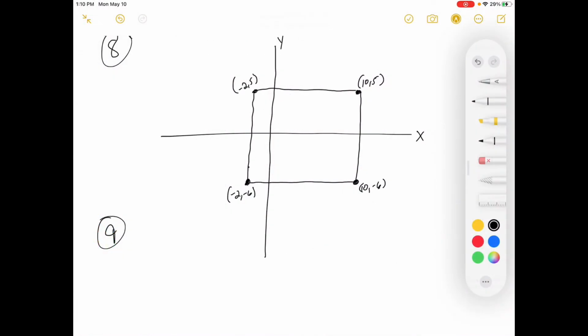Okay, on 8, 9, and 10, those are geometric probabilities. And so on number 8, they give you the points of a rectangle. So what I've done is just plot the 4 points. And it says, what percent of the total area of the rectangle lies in quadrant 4? Well, you have quadrant 1, quadrant 2, quadrant 3, and quadrant 4.